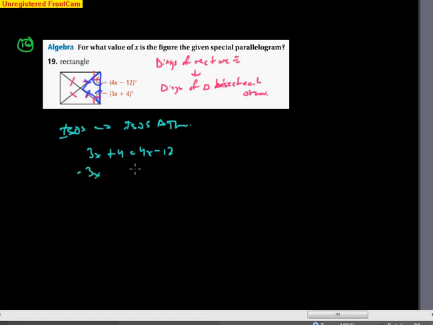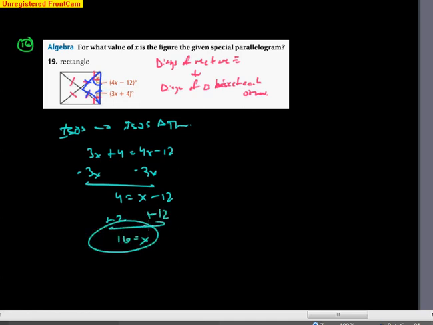And we subtract 3x. 4 equals x minus 12. We add 12 to both sides. And x is 16. And there's the value that makes this a rectangle.